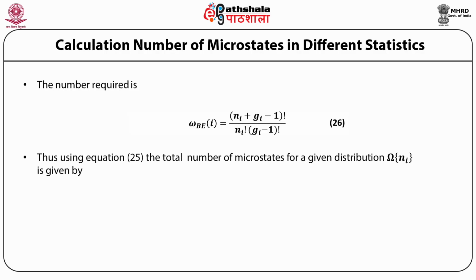Thus, using equation 25, the total number of microstates for a given distribution omega over the occupation number set Ni is given by omega BE is equal to product over i of Ni plus Gi minus 1 factorial divided by Ni factorial into Gi minus 1 factorial.